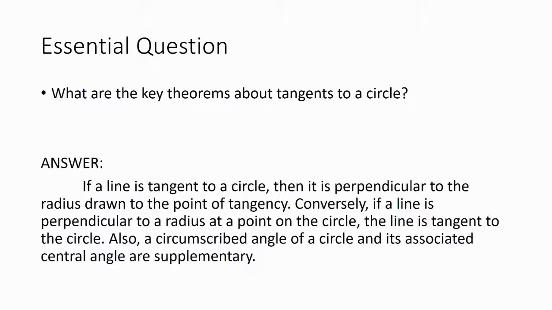Shortest answer, I know, is if a line is tangent to a circle, then it is perpendicular to the radius drawn to the point of tangency. Conversely, if a line is perpendicular to a radius at a point on the circle, the line is tangent to that circle. Also, the circumscribed angle of a circle and its associated central angles are supplementary.